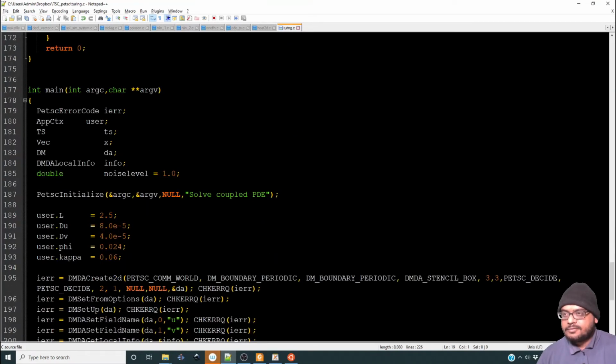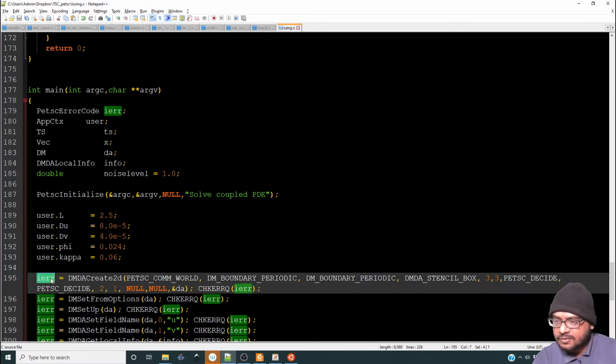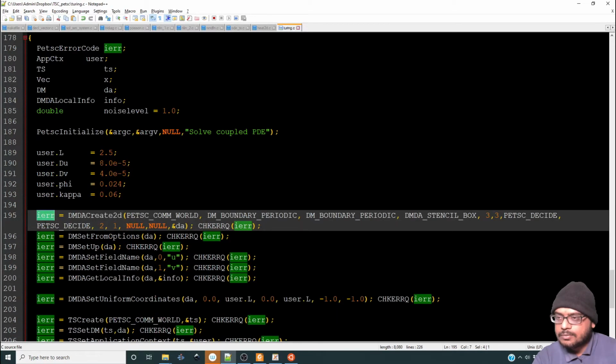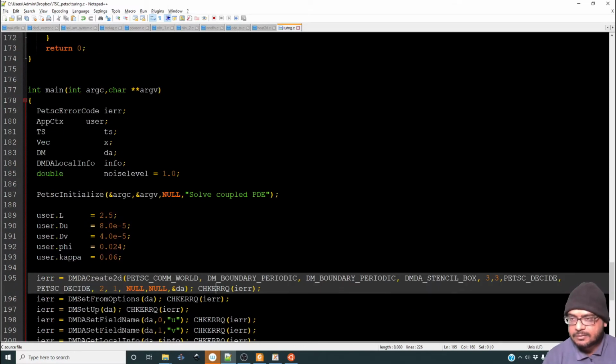So we have the declaration of the PETSc error code, IERR. I mean, you can make do without this as well. We've done a bunch of examples where we have not taken IERR as the output. But usually what you do is, whenever you call a PETSc function, the return value is going to be an IERR, that is a PETSc error code. And then you check the error code with this function CHKERRQ.